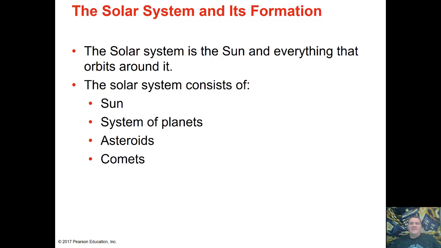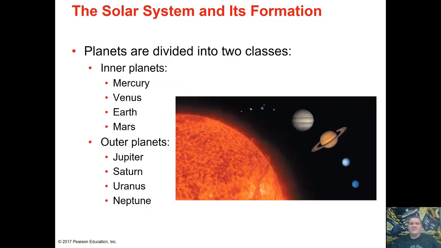Okay, the definition of the solar system being the sun and everything that orbits around it is more inclusive and easier to say than listing all of the different pieces that are actually in it. As we look at planets, we can actually split them into two categories. There are the inner planets and the outer planets. So the inner planets are Mercury, Venus, Earth, and Mars. The outer planets are Jupiter, Saturn, Uranus, and Neptune. The four inner planets are also known as the terrestrial planets.